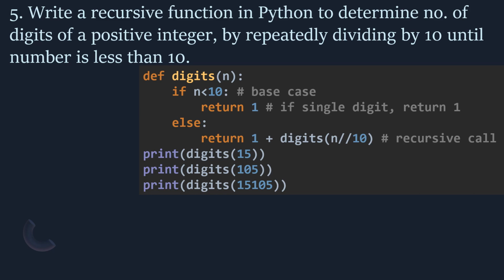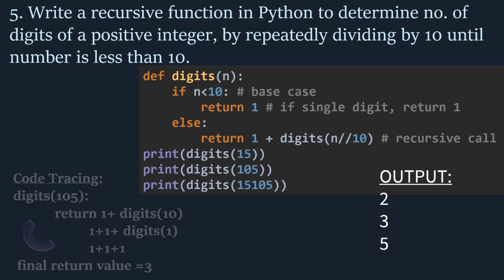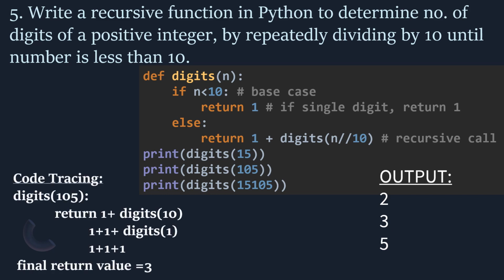Now this function is called with the values, let's say 15, 105 and 15105. This function is called 3 times, and this will give you the outputs 2, 3 and 5 respectively. The number of digits in these numbers are 2, 3 and 5. Now let's see how it is working.